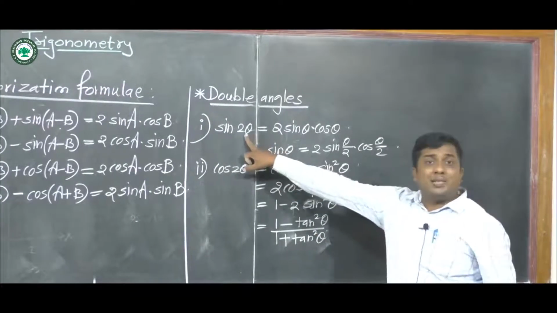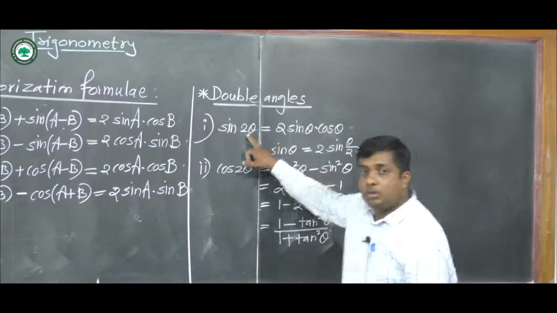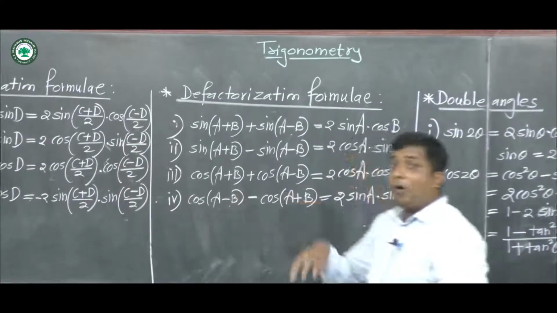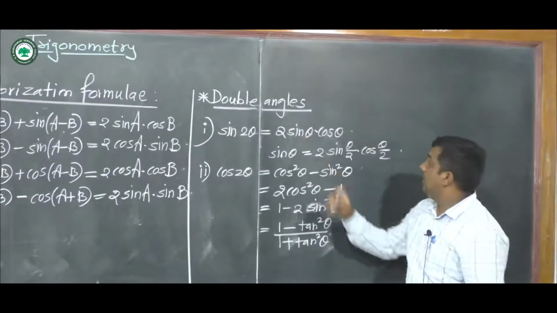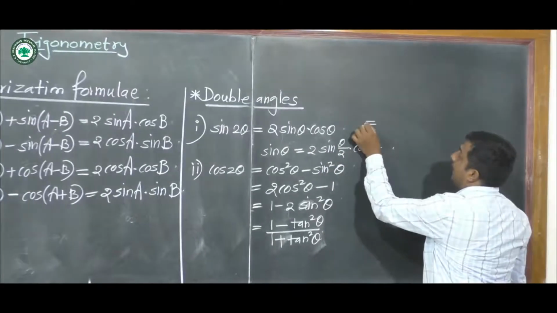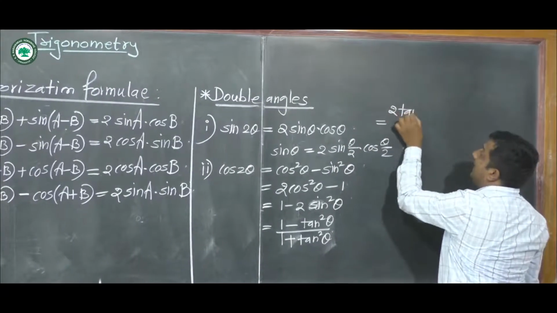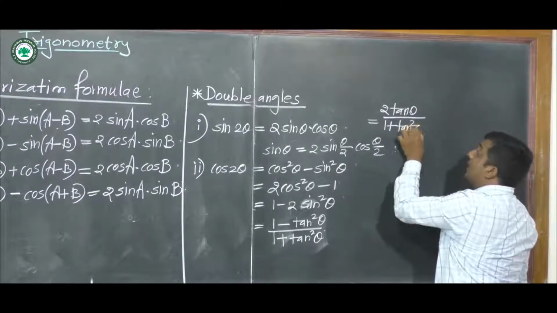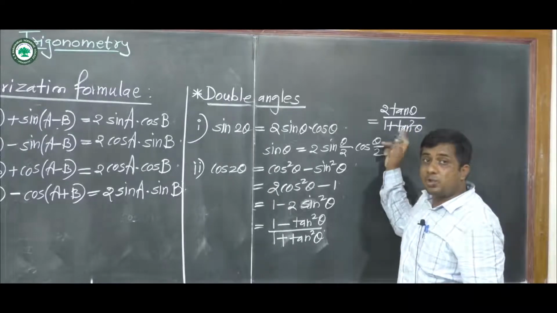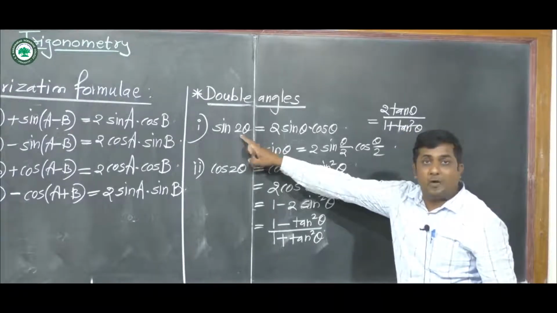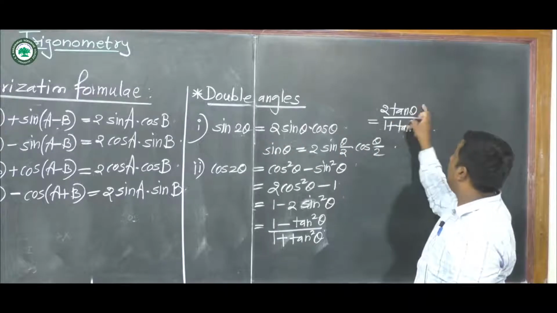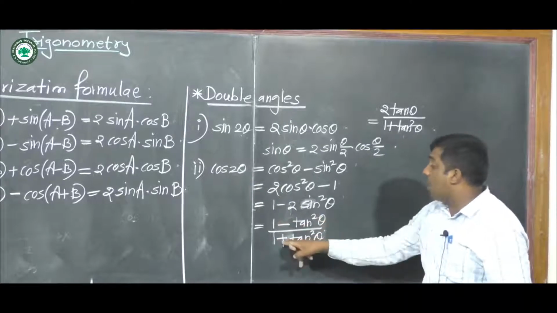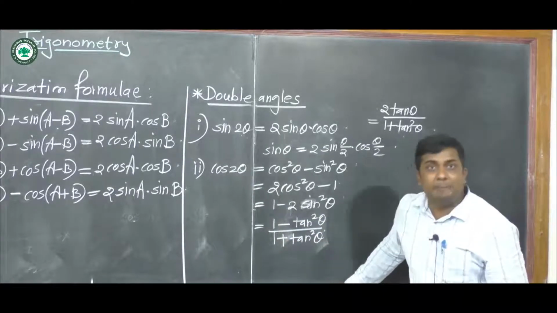Similarly, for sin 2 theta we have a formula in the form of tan, and I write 2 tan theta divided by 1 plus tan square theta. So remember this formula also, and this is for sin 2 theta. For sin 2 theta, 2 tan theta upon 1 plus tan square theta, and for cos 2 theta, 1 minus tan square theta upon 1 plus tan square theta.